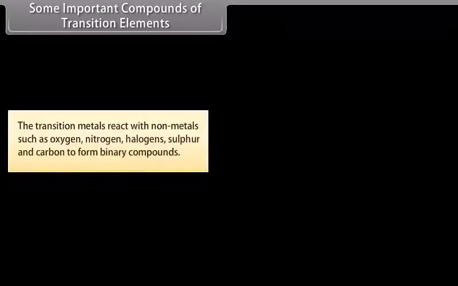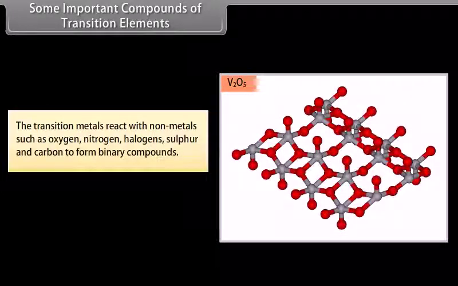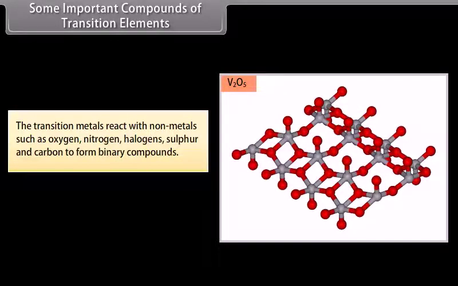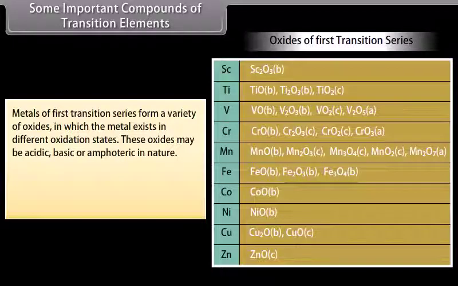Some important compounds of transition elements. The transition metals react with nonmetals such as oxygen, nitrogen, halogens, sulfur, and carbon to form binary compounds. Some of these compounds find important industrial applications. Metals of first transition series form a variety of oxides in which the metal exists in different oxidation states. These oxides may be acidic, basic, or amphoteric in nature. Stable oxides have been shown in bold type.